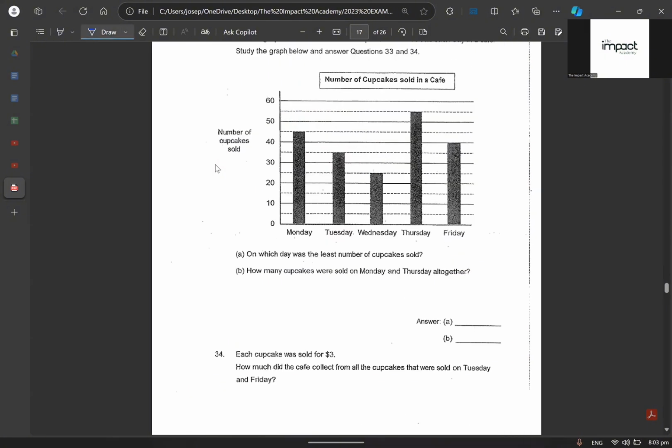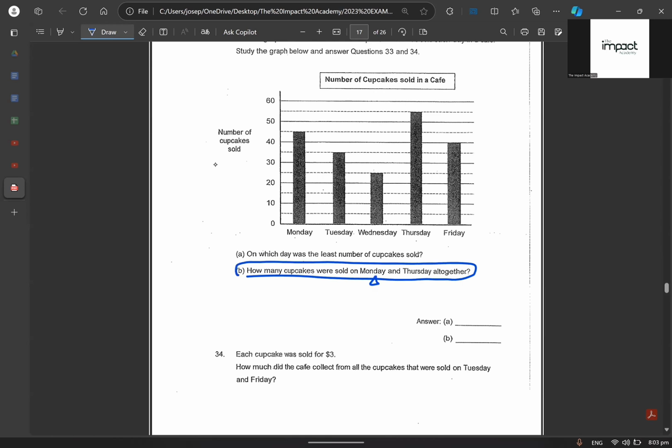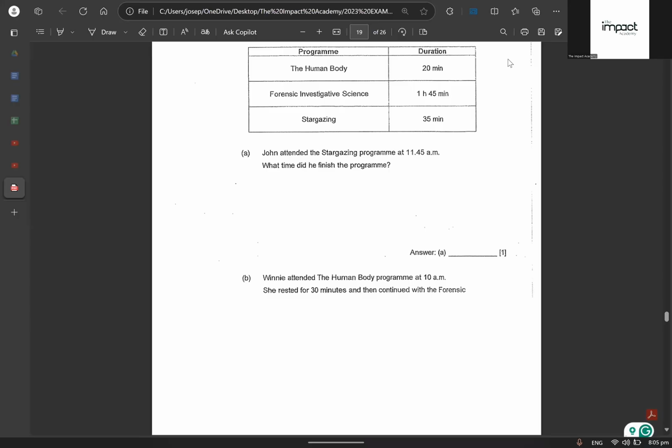Can you tell me how many cupcakes were sold on Monday and Thursday all together? Monday, how many? 45, right? Thursday, how many? 55, right? So 45 plus 55. What do you get? You get 100. Am I making sense or not making sense? Very good. Do you understand or don't understand? Agree or disagree? Okay, so that's the reason why your answer for this question has to be 100.